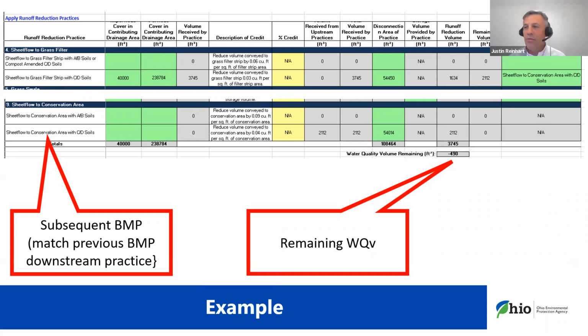So we'll drop down to the next row, which in this case, under 9, is sheet flow to conservation area and C&D soils. The drainage area to that was the same. We just have this as the next practice down, so there's no additional drainage area in those first 2 green columns. The disconnection area of the conservation woodlands is put in there, about 1.25 acres. At the bottom of the sheet, you'll see the water quality volume remaining from what the first slide showed was owed for this particular site. It shows a negative value, so we've well more than made up the difference of the water quality volume here. If that were a positive 490, which is kind of ridiculously small, that would be what would be treated in the primary BMP.